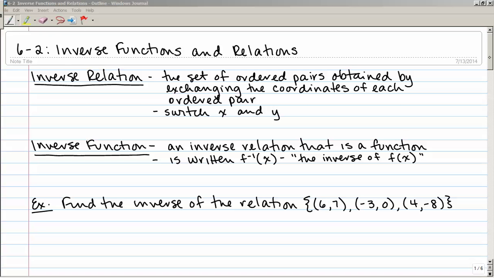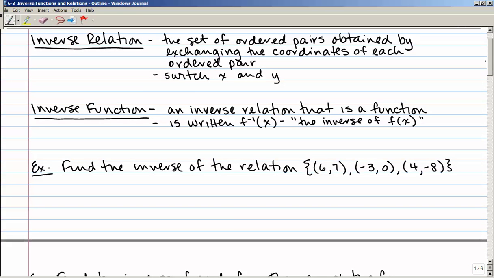So our first example says to find the inverse of this relation: {(6, 7), (-3, 0), (4, -8)}. Very simply, just write it in set notation and switch the x and the y. So instead of (6, 7), I have (7, 6). Instead of (-3, 0), I have (0, -3). And instead of (4, -8), I have (-8, 4). Make sure you do your curly brackets and your commas between the ordered pairs. That's your answer.